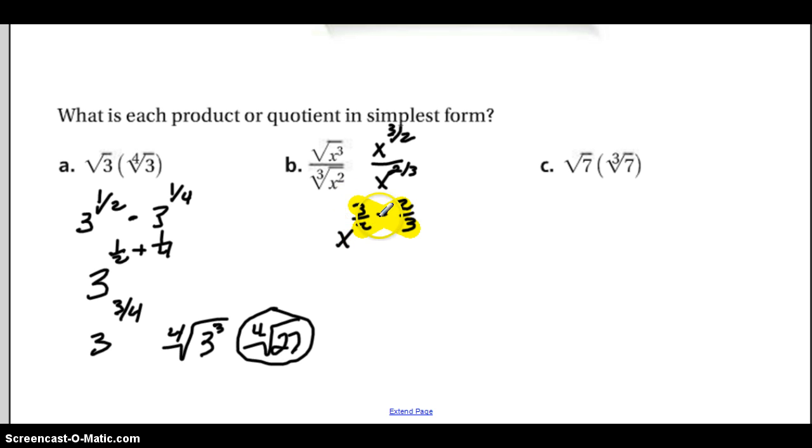And we're going to have 9. 3 times 3 is 9. Minus 4. All over, multiply these two together, 6. So that's going to be 5/6 is going to be our exponent. And that's going to be x to the 5/6.